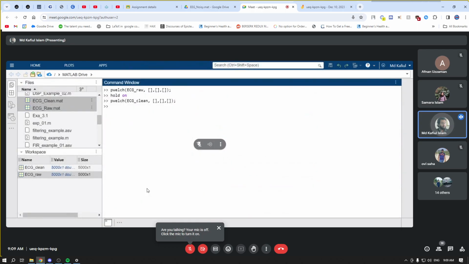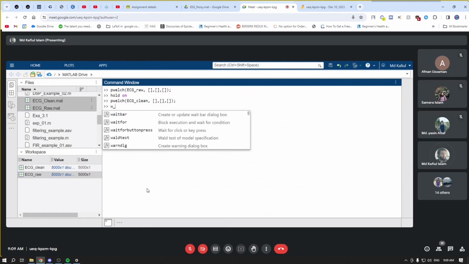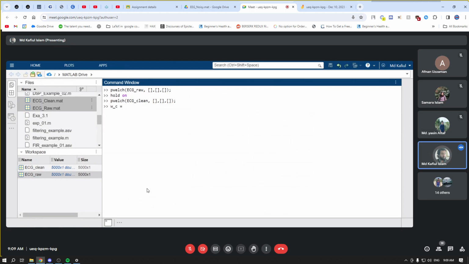From this, can we decide that our omega c is 0.1 pi? Yes, sir. So this, let's see, omega c is 0.1 pi. Okay, so 0.1 pi, we do not need to write down into pi. 0.1 means it is already 0.1 pi. Okay.